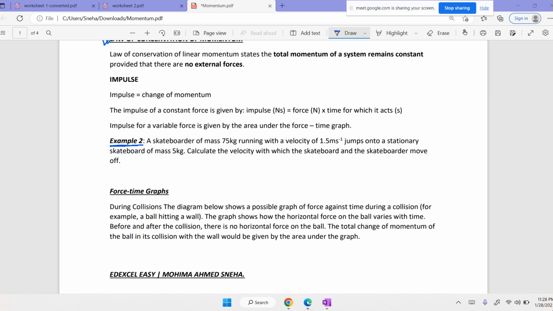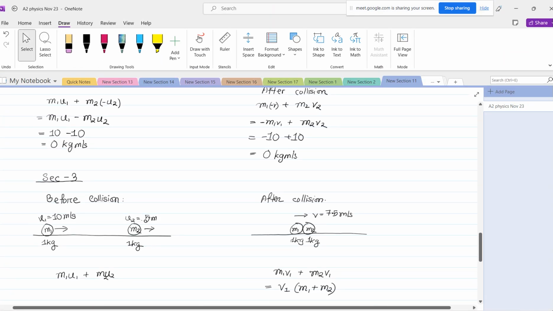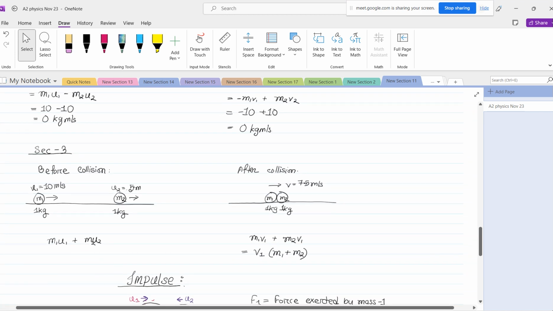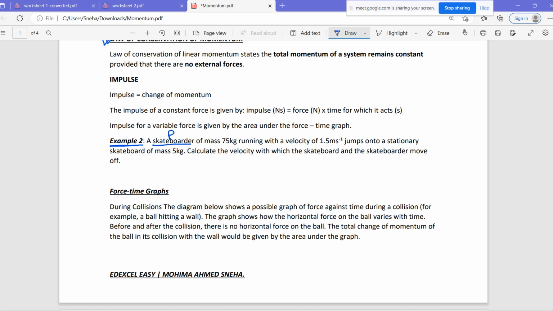of conservation of momentum. If you forgot, let me scroll up. This was scenario 3: after collision, the particles combine together and start moving in the same direction. If we move to the question again, before collision the skateboarder is referred to as the moving object or particle 1. This is particle 1, P1.